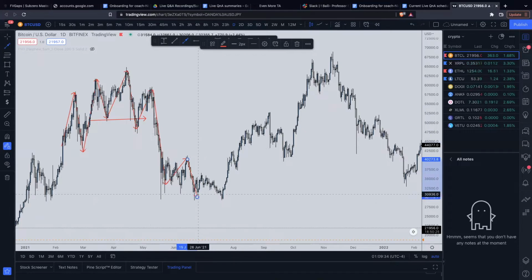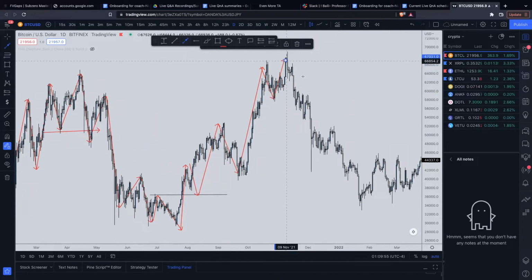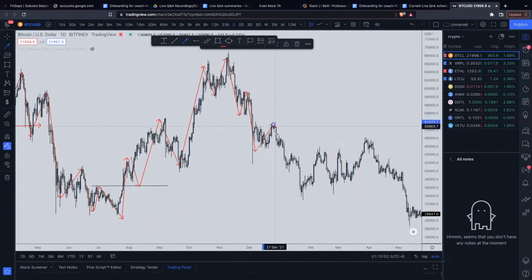High, low, lower high, lower low, lower high, lower low. We have a break, a retest, and a follow through. Now we know we're in an uptrend. We have a high, low, a higher high, higher low, a higher high. We have a break, a retest, a follow through. We're in the lower low. Lower high, lower low, lower high, lower low, lower high. That gets broken.